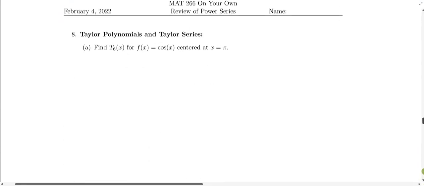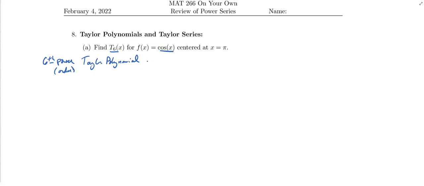So in this example here, we're asked to give the T6 of x, that's the sixth power, or if you like, I guess you could also say order, Taylor polynomial for the function cosine of x. So if we want to construct that T6 polynomial, what we're going to do is write out the first 6 terms of that Taylor series.